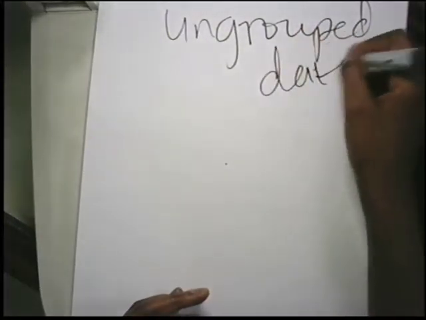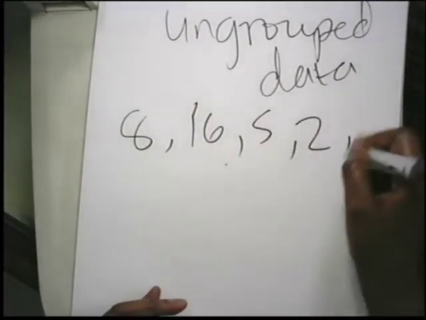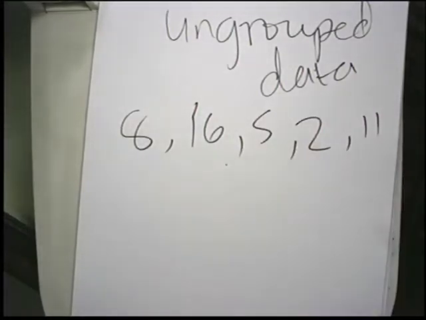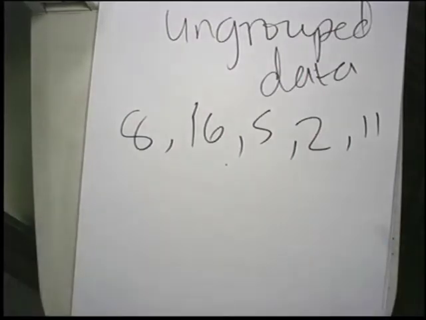Ungrouped data, this is raw data. You have 8, you have 16, you have 5, you have 2, you have 11. That is ungrouped, okay? It's not because it's not in ascending order or descending order, it's because it's not in any way brought together to form a group.